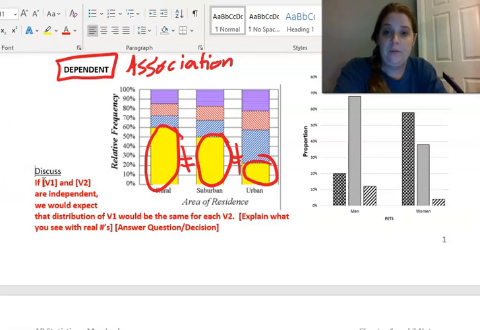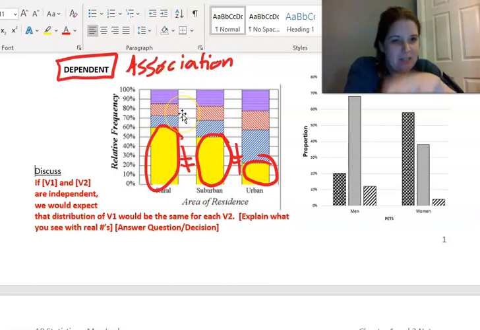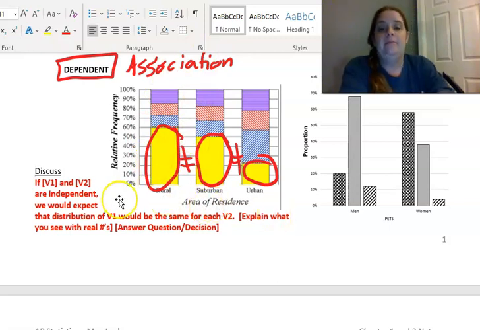One more. Okay, so let's say I was looking at this picture. I would phrase this and say, if area of residence and political party are independent, we would expect the distribution of political party, because that's the one that's being split into 100% here, to be the same for each area of residence. Okay, what do I see?